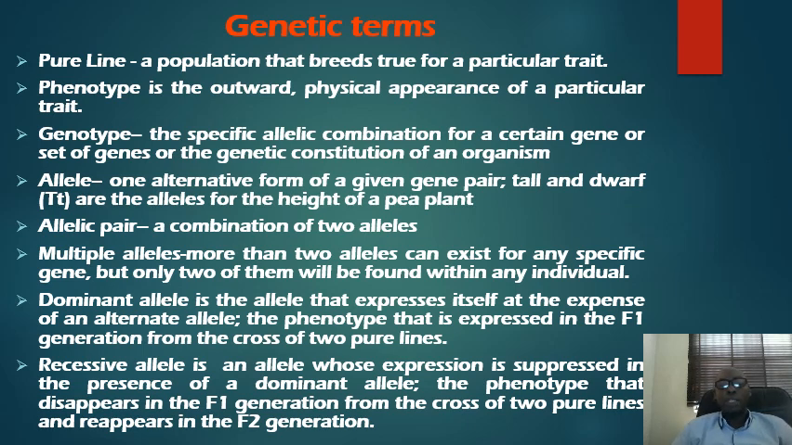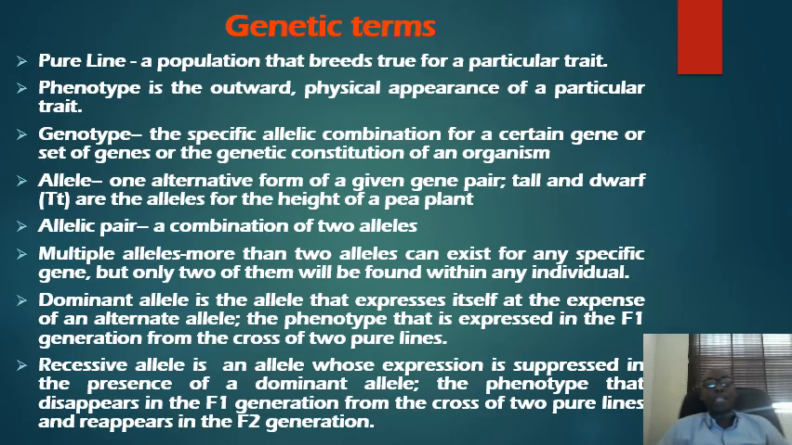Now let's look at some genetic terms. By pure line, it means a population that breeds true for a particular trait. I said earlier that Gregor Mendel used pure lines for his experiments. Those are lines that spread true from one generation to the next. They always give the same traits.